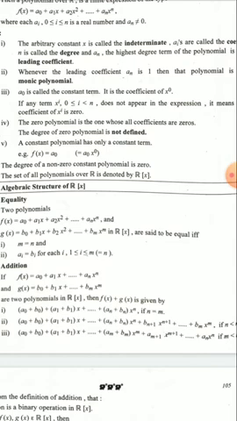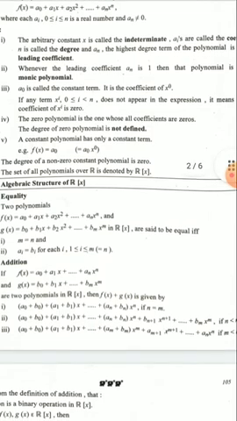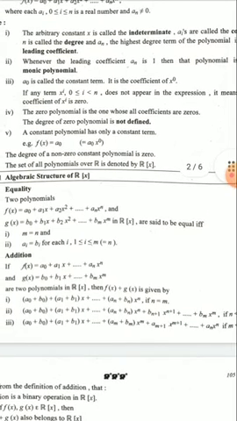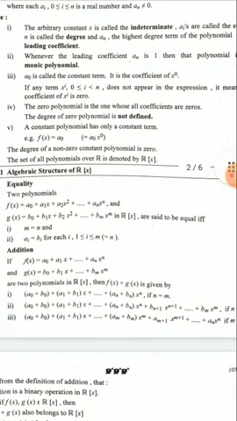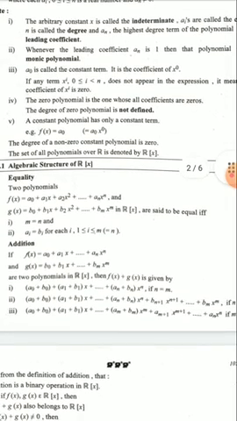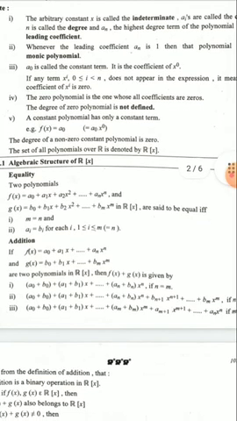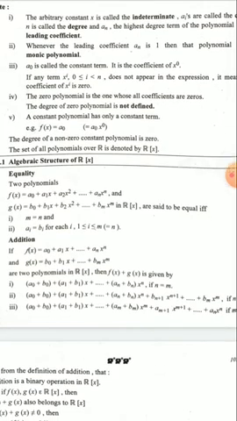A constant polynomial has only a constant term. For example, f of x is equal to a naught. So a naught is a constant, and therefore f of x is a constant polynomial. The degree of a non-zero constant polynomial is always 0. The set of all polynomials over R is denoted by R of x. The set of all polynomials over R means the polynomials with real coefficients.